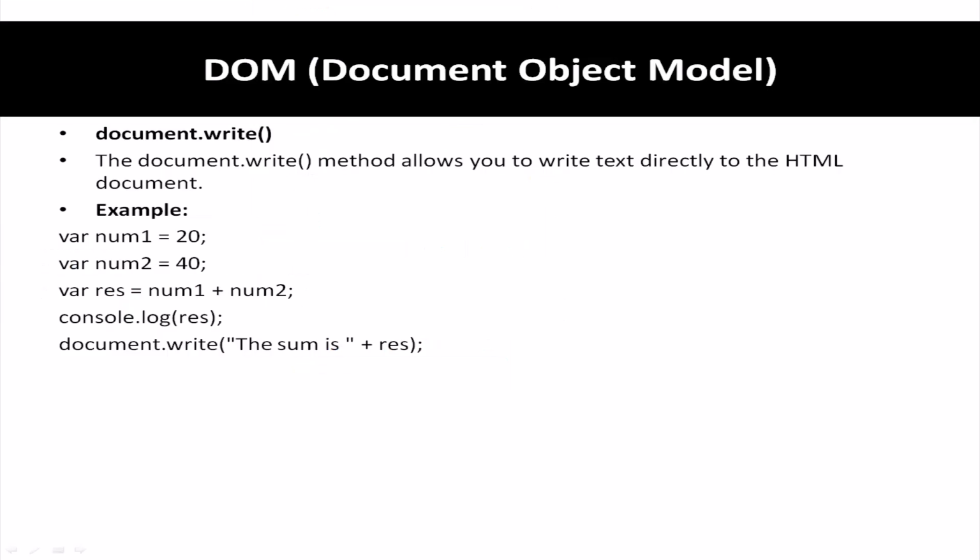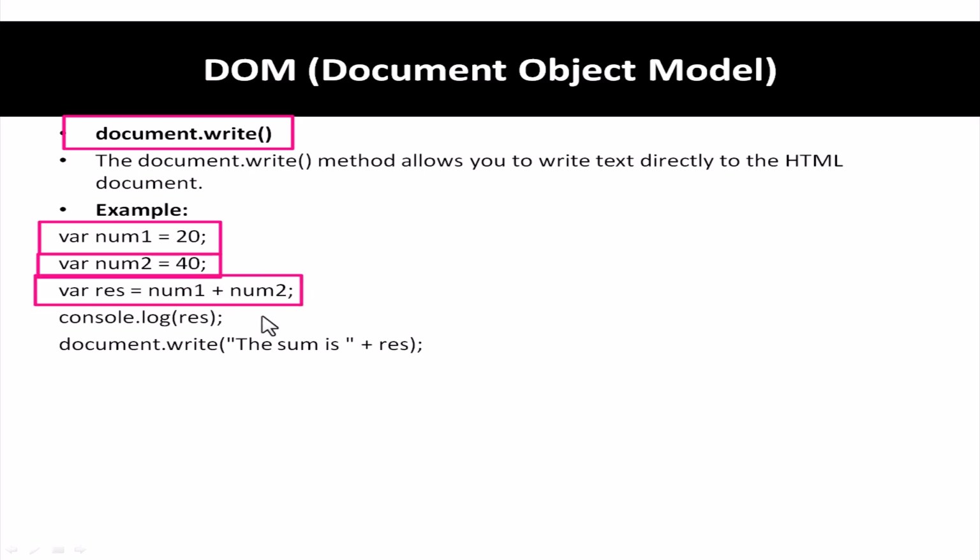Document.write. By using document.write, you can print something on the browser. Document.write is a JavaScript method that allows you to write text directly to the HTML document. For example, here is an example program. Variable number1 equal to 20, variable number2 equal to 40, where you are going to add the two numbers. The result equals number1 plus number2.